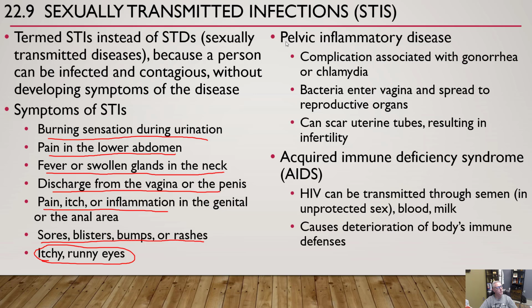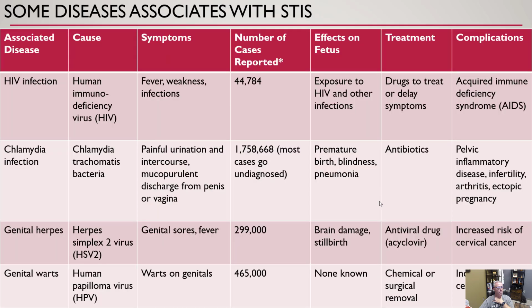So, all right, pelvic inflammatory disease. It's usually associated with gonorrhea or chlamydia. It's basically where bacteria enters the vagina, spreads to other reproductive organs, and it can scar your uterine tubes and lead to infertility. Acquired immune deficiency syndrome, AIDS, that's the end result of HIV if left untreated. HIV is transmitted through semen, unprotected sex, blood, or mother's milk. And basically it just deteriorates the body's immune system.